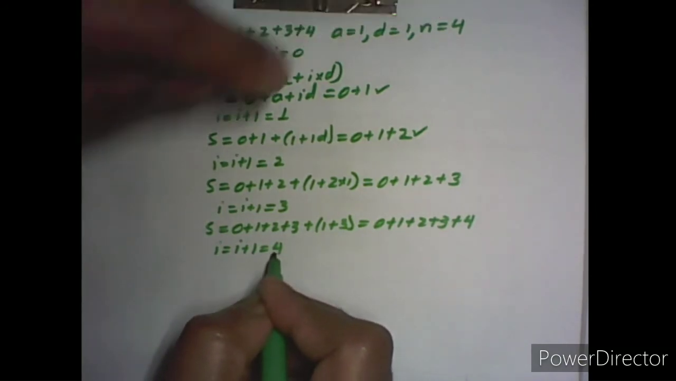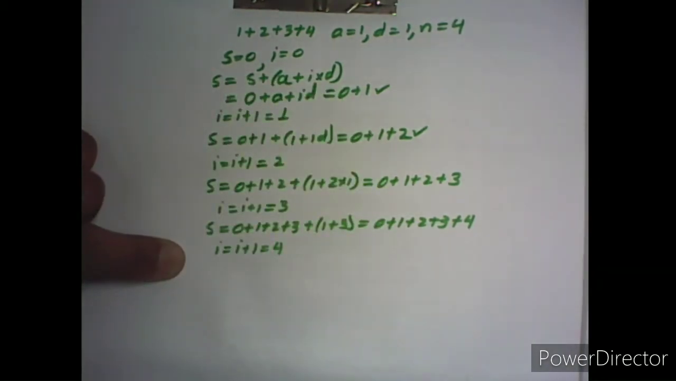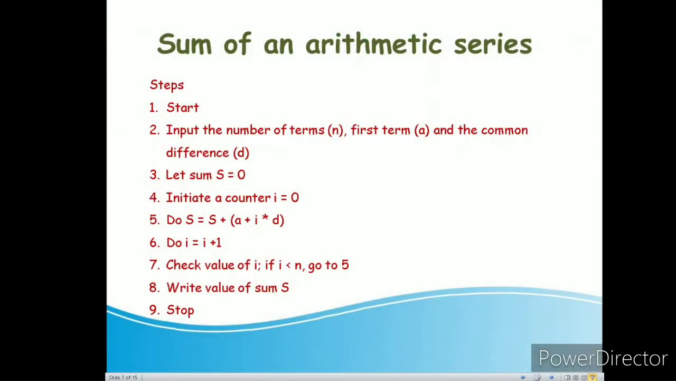N is 4. So it doesn't go back to step 5. So it proceeds. Now I is not less than n, so it doesn't go to 5, so it will go to the next step. It will write down the value of the sum s, print it out and stop. Okay, this is how we write an algorithm for the summation of an arithmetic series.